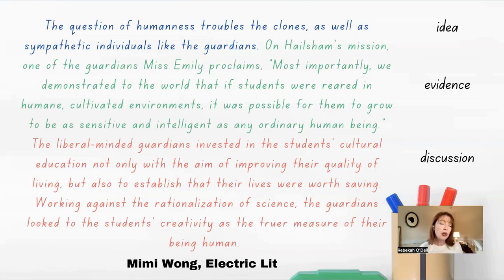Now check out the proportions here. She has all three parts. Her original idea is very small. Her text evidence takes up a medium chunk of this paragraph. But the biggest chunk of this paragraph is her discussion of the evidence: what she sees in it, what it means to her, what it implies about the story.